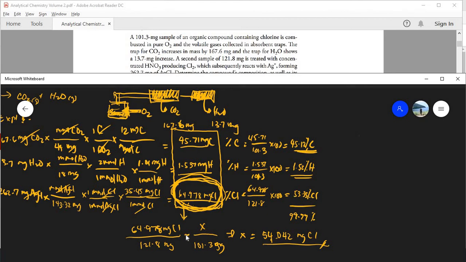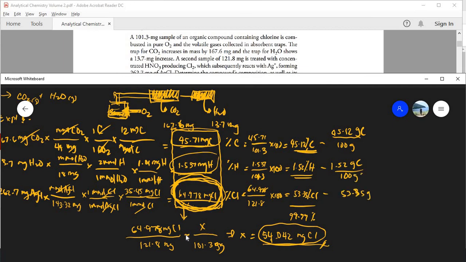So we can use this amount and this amount, because they come from the same source. All of them come from 101.3. We can also directly use the percentages to solve for the moles. They mean we have 45.12 grams of carbon for every 100 gram sample, 1.52 grams of hydrogen for every 100 grams of sample, and 53.35 grams of chlorine for every 100 grams of sample. That's what percent means. If you use percent, they're already equalized, which is why we computed for percent. So let's just use this one.